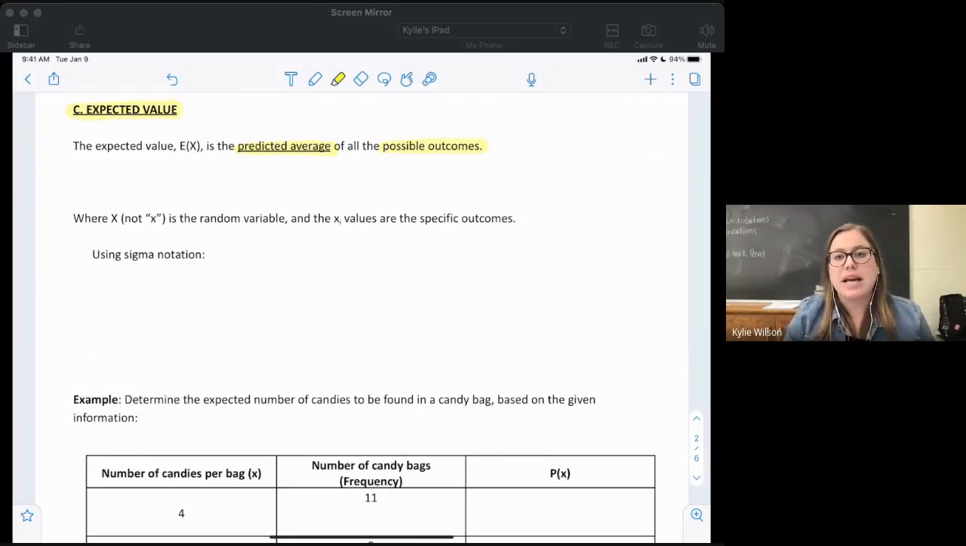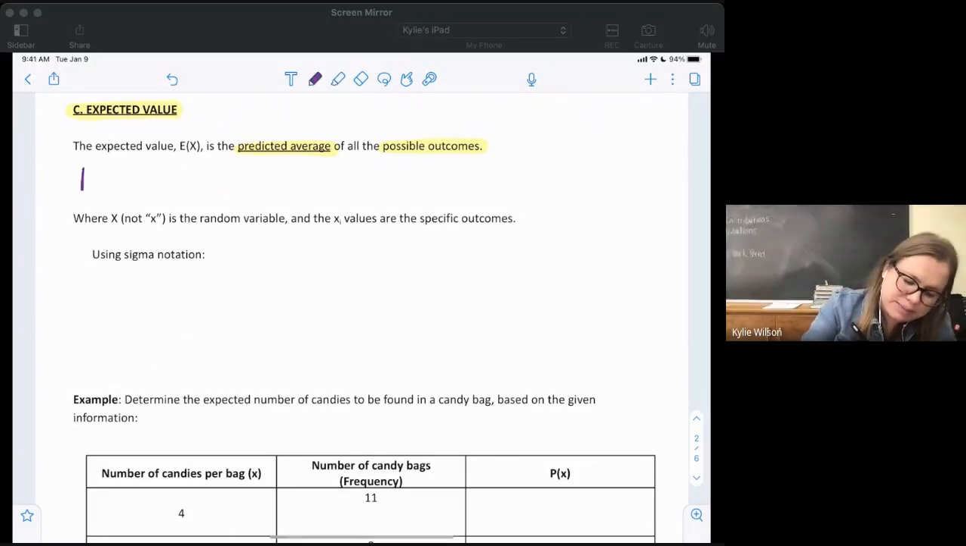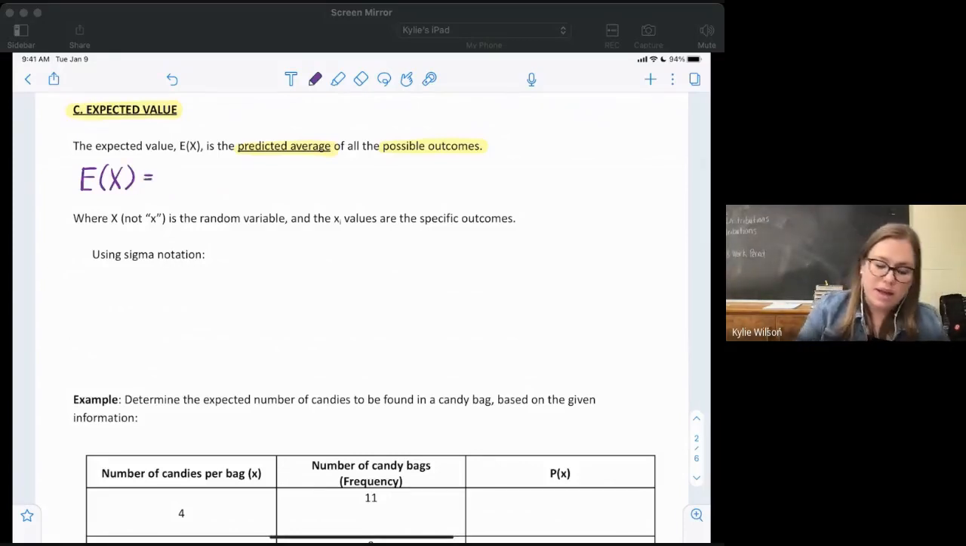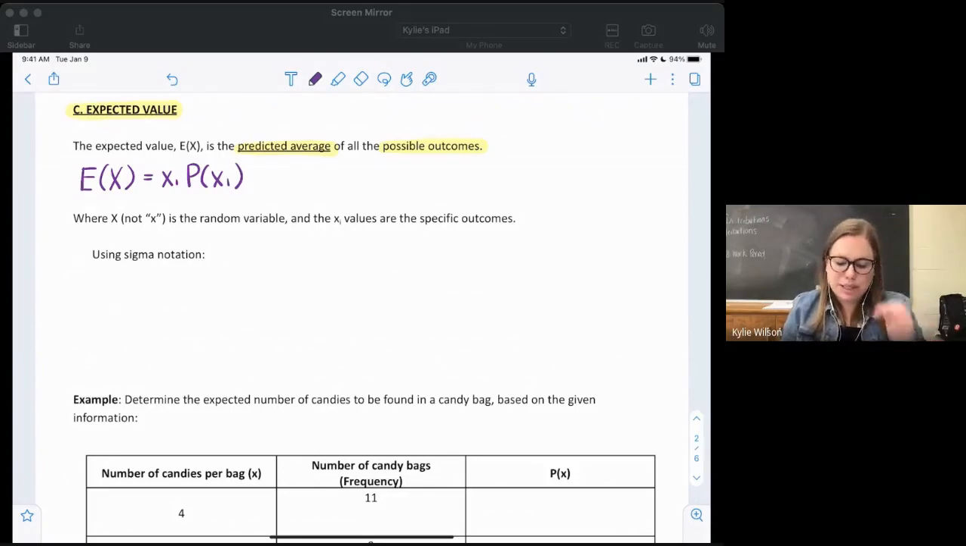In other words, if this event happens over and over and over and over again, which outcome are we expected to get? If I kept track of all of the outcomes as this event occurred 1,000 times, what would be the average outcome? So how we determine this is our expected value of our random variable x is equal to, we take our first outcome here and we multiply it by the probability of it happening. And we'll do this below to give you an example of how this works.